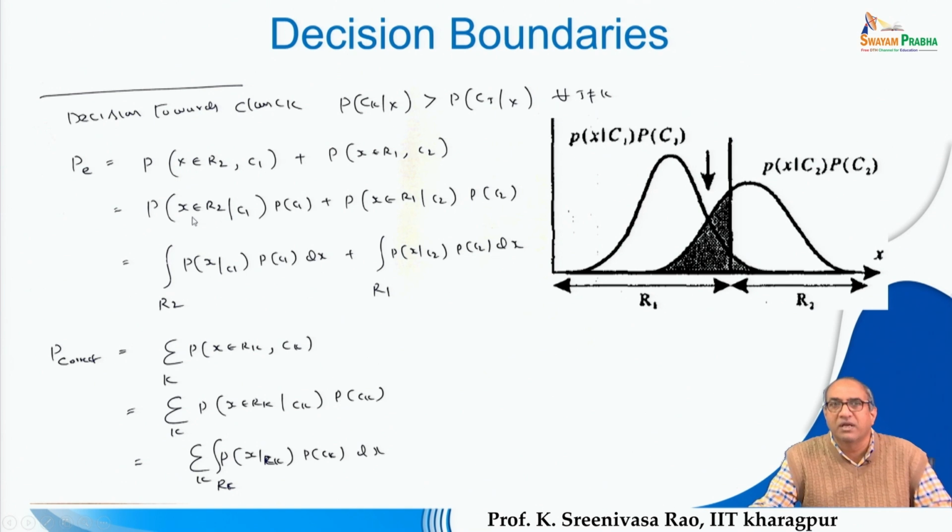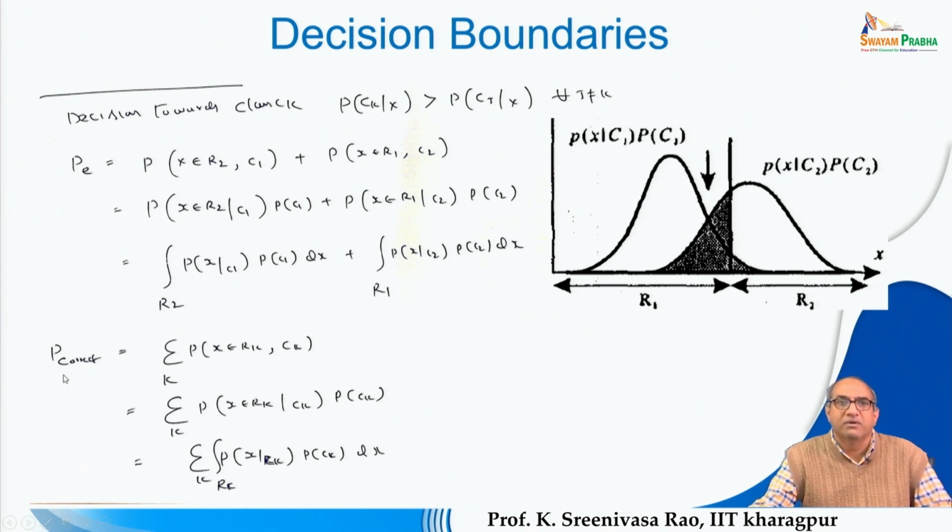It means that we can write this as the integration over R2 of the probability of x given C1, times the probability of C1, dx. And the same way the other way also: the probability of x given C2, which falls into R1, times the probability of C2. That way we can compute the probability of error. So this is how you can compute the probability of error.